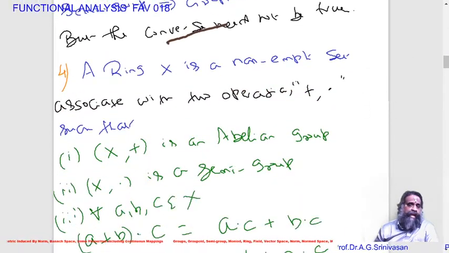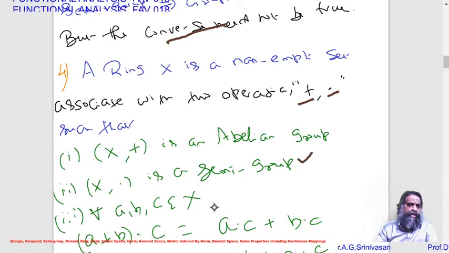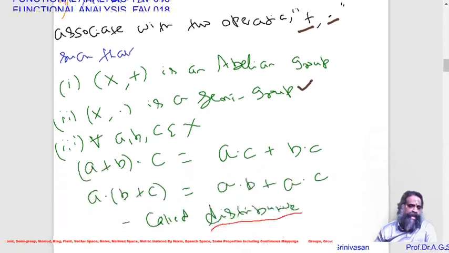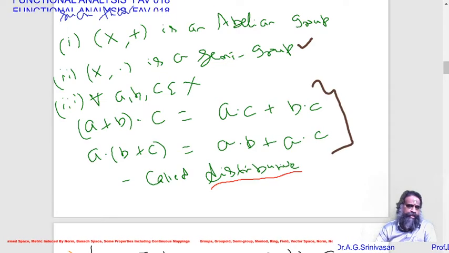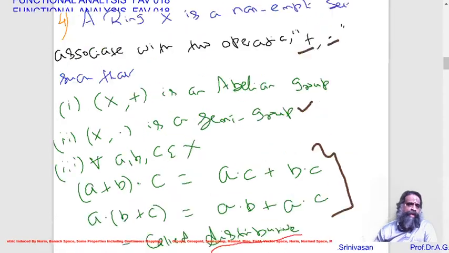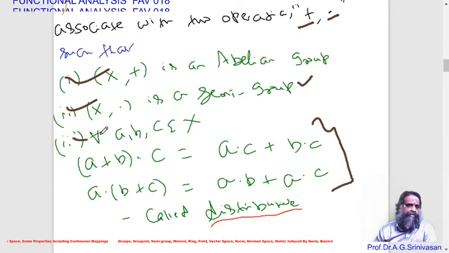What is a ring? A ring is a non-empty set associated with two operations, plus and dot, which we call addition and product. X, plus is an abelian group. X, dot is a semigroup. And for every a, b, c belongs to X, (a plus b) dot c is equal to a dot c plus b dot c, and a dot (b plus c) is equal to a dot b plus a dot c, which are called distributive properties.